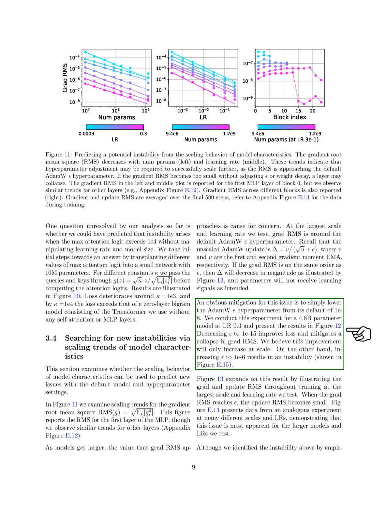To mitigate this issue, we simply lowered the AdamW epsilon hyperparameter from its default of 1e-8. We conducted this experiment for a 4.8 billion parameter model at a learning rate of 0.3 and found that decreasing epsilon to 1e-15 improved loss and mitigated a collapse in gradient RMS. We believe this improvement will only increase at scale. On the other hand, increasing epsilon to 1e-6 resulted in an instability.